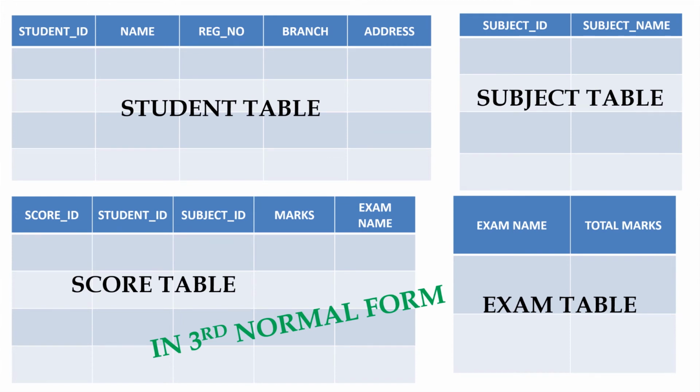So we have a student table, we have a subject table, and from the score table, I have removed the exam name and total marks and placed them in the exam table. So this is how my table achieves third normal form.